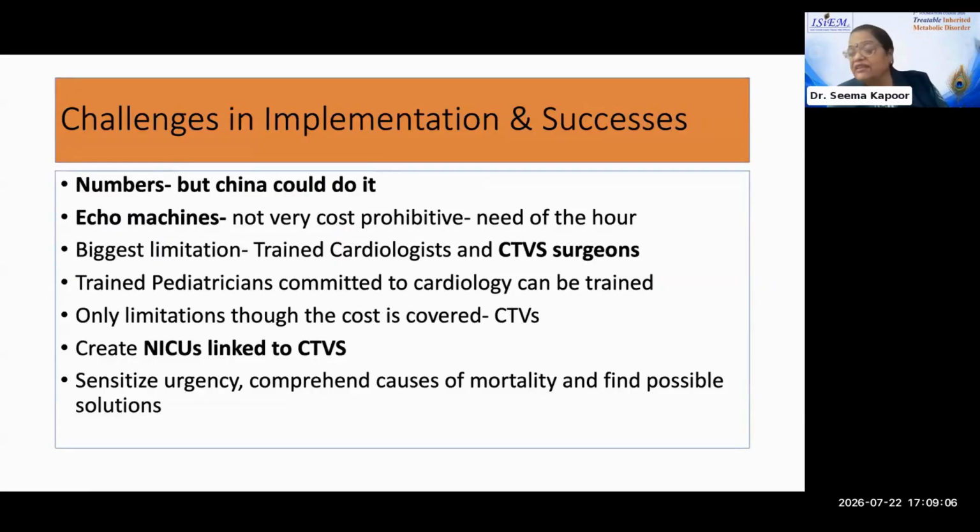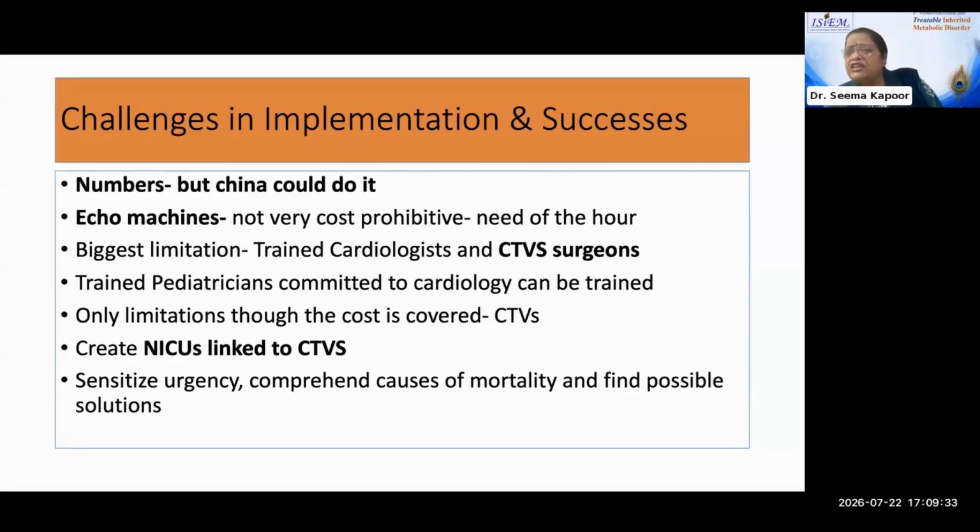Problems, significant numbers. If China can do it in 3 years, why can't we? I think we have equal intelligence. Echo machines are not very cost prohibitive. The biggest problem is trained cardiologists and CTVS surgeons. Many pediatricians can be committed to cardiology, but all CTVS surgeons should have a linked NICU.